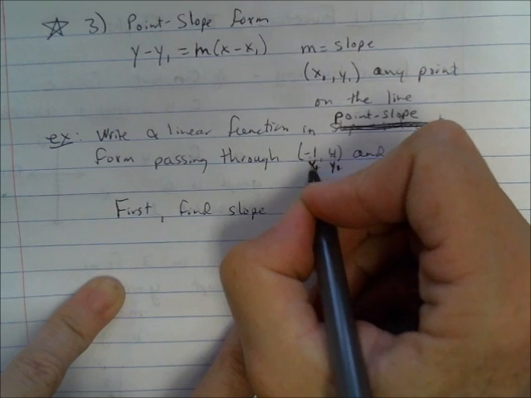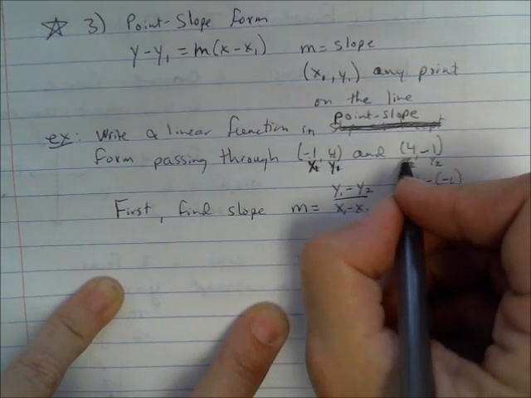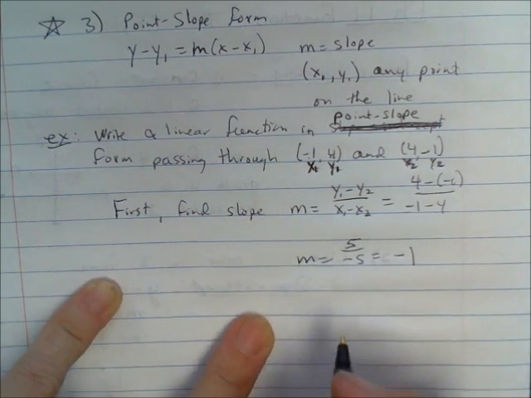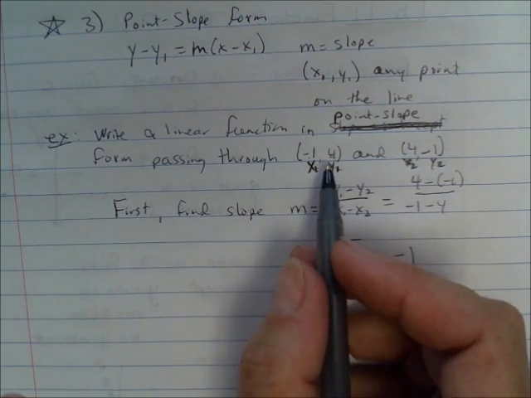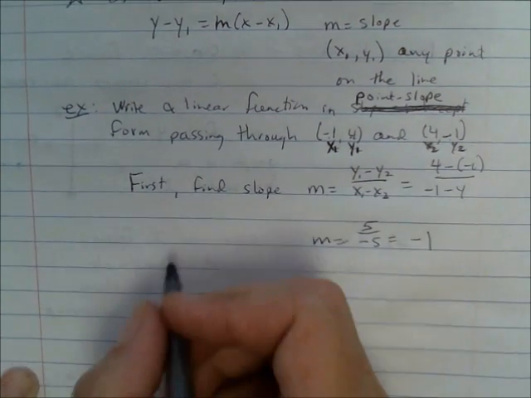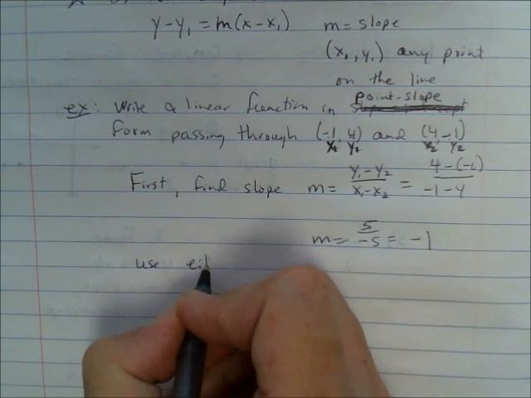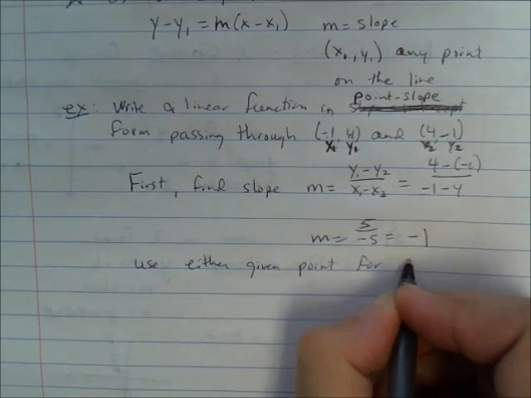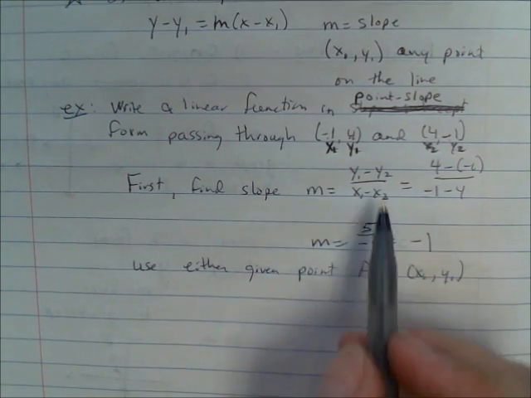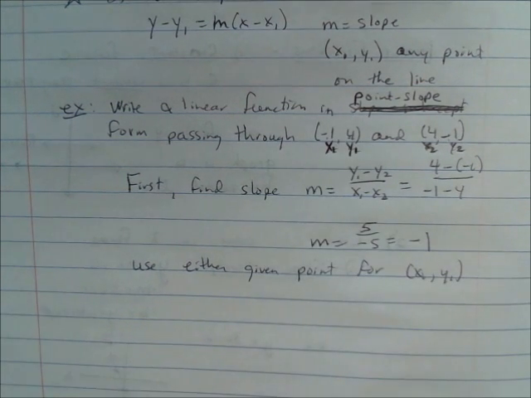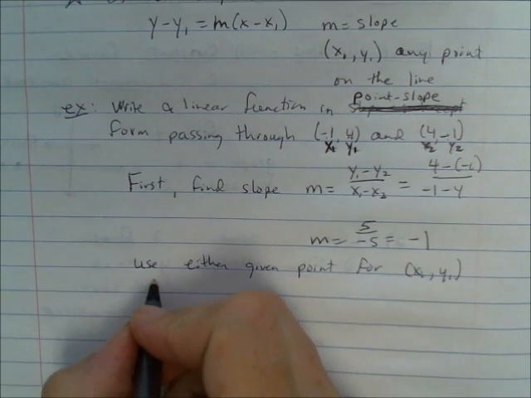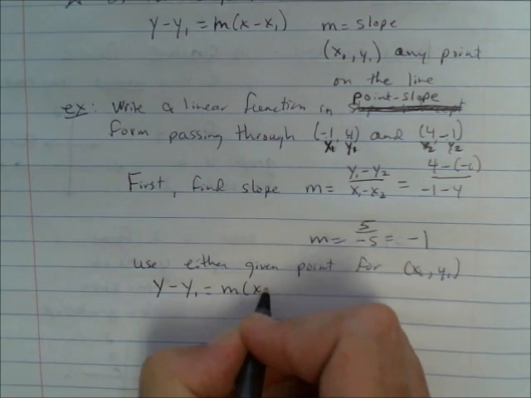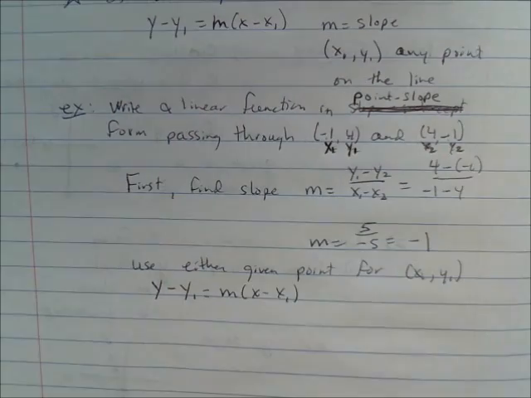So hopefully you've got this all cleared up. This is x1 and this is y1 and this is x2 and this is y2. So we first have found the slope, and then you can use either of these points, either this one or this one. So use either given point for x1, y1. So I guess I'll just use this (-1, 4) for my x1, y1, and we're going to use the point slope formula. y minus y1 equals m times x minus x1. That's the form of it.